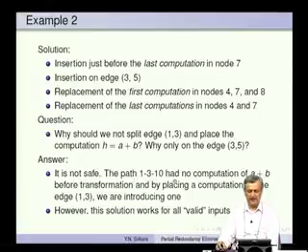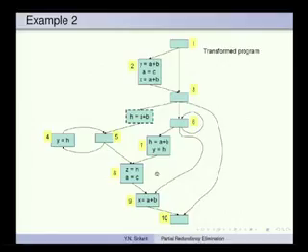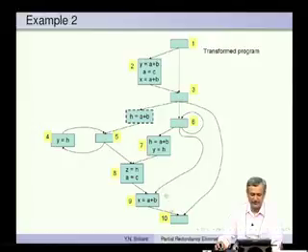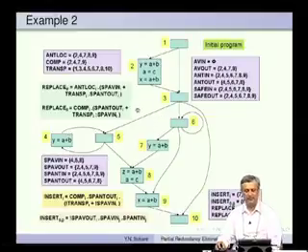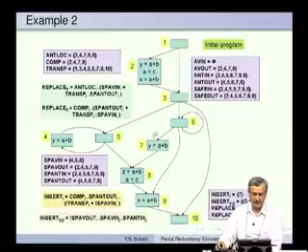The path 1 3 10 had no computation of a plus b before transformation, and by placing a computation on the edge 1 3 we are introducing one. So, 1 3 and 10 had no computation, whereas if we introduce one here, this gets one computation and this becomes unsafe. Whereas, if we introduce one here, this already had a computation. Okay. So, for example, if you had taken this path, it already had this computation. So, there was no problem. That is the reason why we insert the computation here and not at this point.